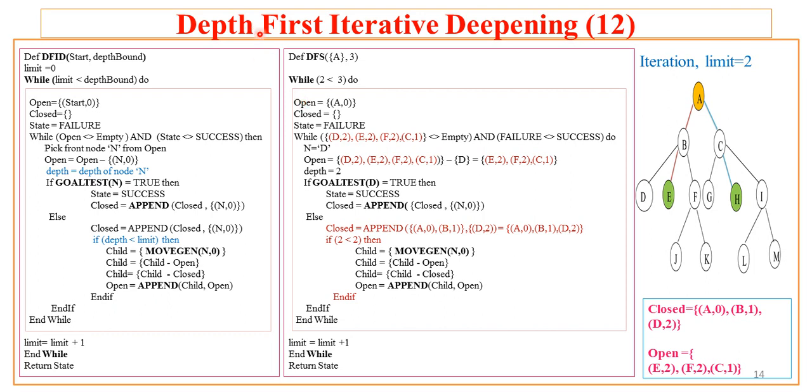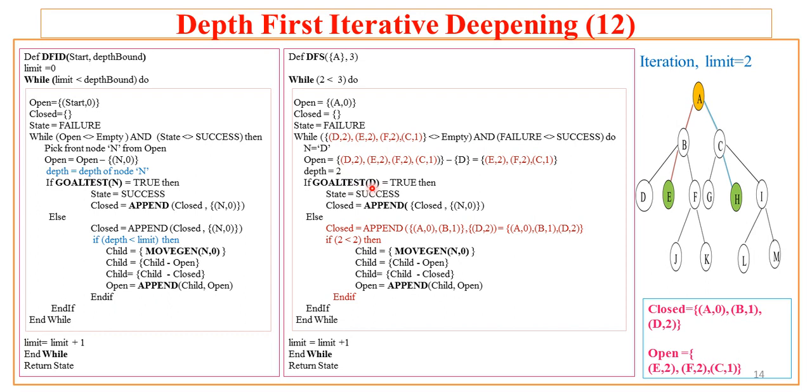So here the open has D, E, F and C. So it picks the front node D. Again the same thing happens. D is the front node which is picked and it is stored in N. From open D is removed, so open has E, F and C. The depth of D is 2.